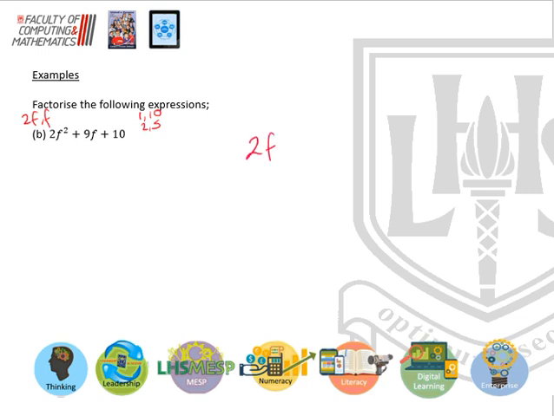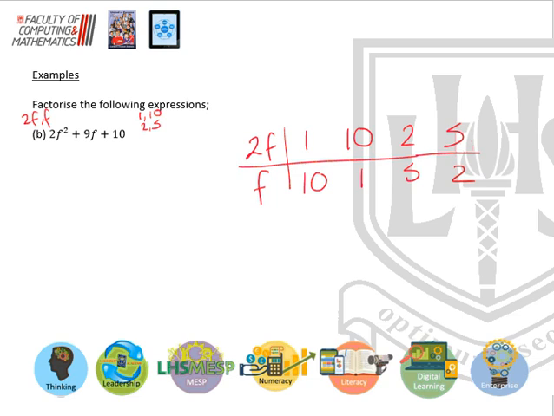Your 2f squared is 2f and f. We're going to try 4 different ways. We're going to try the 1 with the 2f and the 10 with the f, or vice versa. And then we're going to do the same with the 2 and the 5, and the 5 and the 2. Okay, so these are all my possibilities.